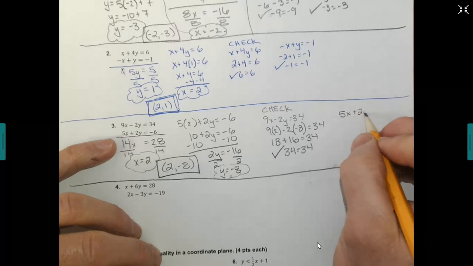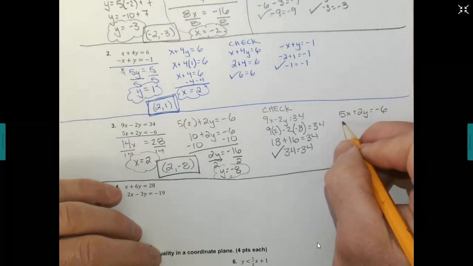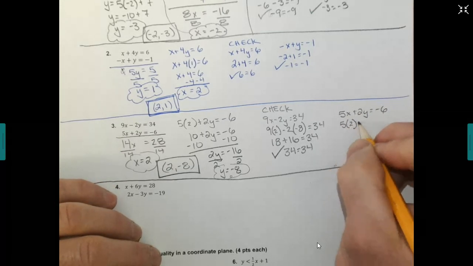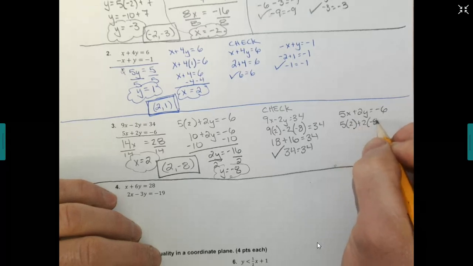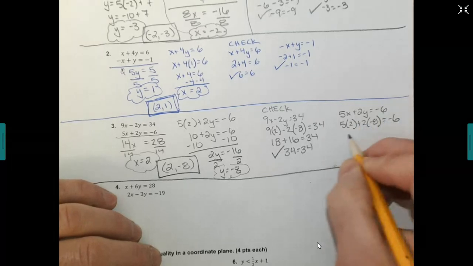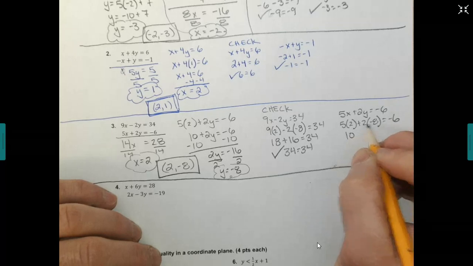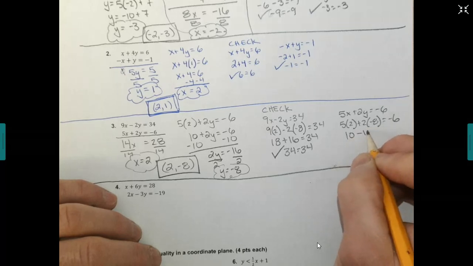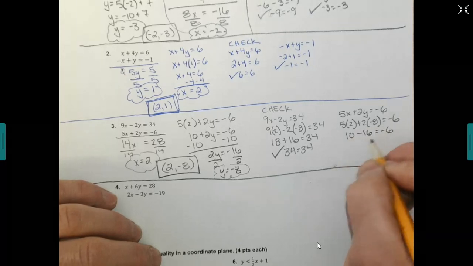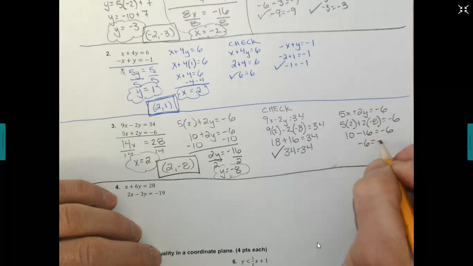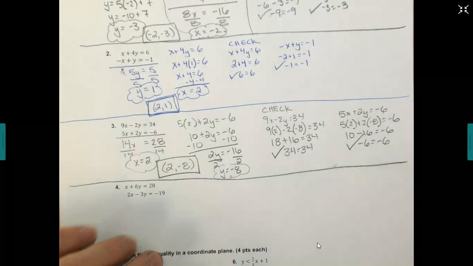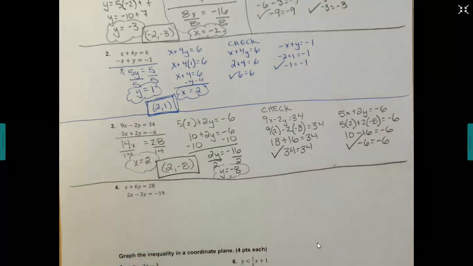5x plus 2y equals negative 6. 5 times 2 plus 2 times negative 8 equals negative 6. 10, positive 2, negative 8, negative 16. Negative 6 equals negative 6. Alright. So far, so good. Let's do one more of these.